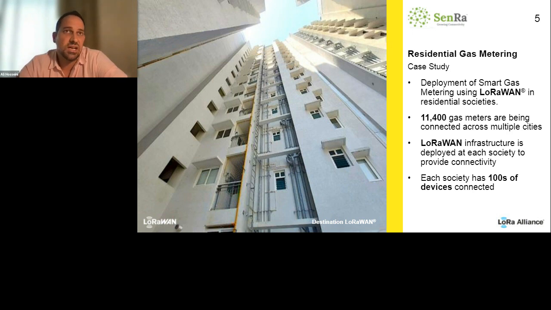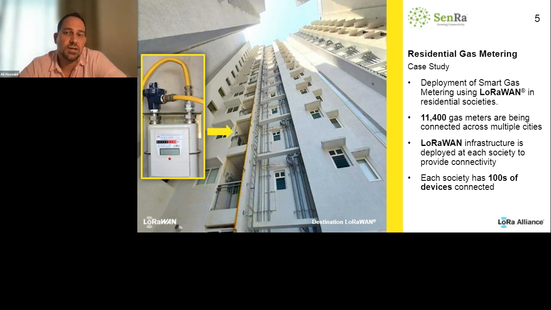And each of these societies contains hundreds of meters per location, around 300, 400 or so. You'll see the image that I've got is actually what it looks like. It points directly to where the meter is located. The gas meter is located typically on the balconies of these buildings. And you'll see the gas line that runs up and down vertically the side of the building. So each floor has its own gas meter.